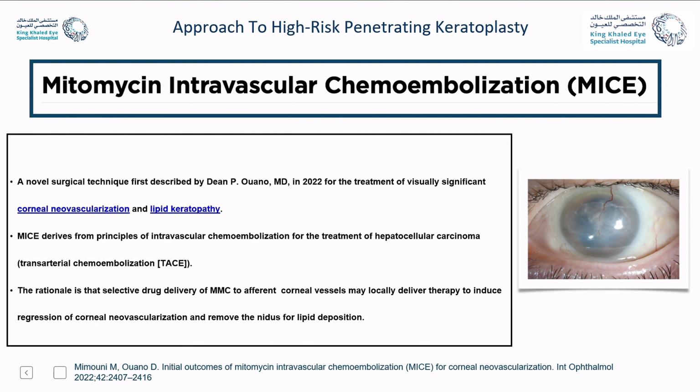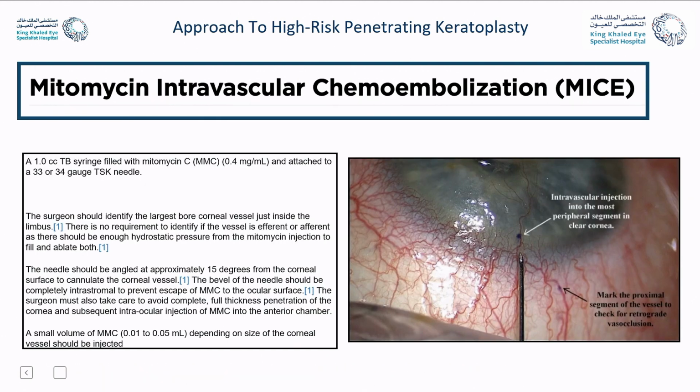Another novel technique that I want to talk about was recently published by Dr. Dean Uwaydat, using mitomycin in a small needle. This technique is inspired by the use of chemoembolization in the treatment of hepatocellular carcinoma. The rationale is to selectively deliver the mitomycin into the corneal vessel, where it may induce apoptosis in the vessel, induce regression of the vascularization, and lead to disappearance of the lipid deposits. So how do they do it? They locate the afferent vessels and use a very small needle, a 33 to 34 gauge tuberculin needle, with 0.4 milligram mitomycin, and then they inject within the vessel a tiny amount, 0.01 to 0.05, of mitomycin.